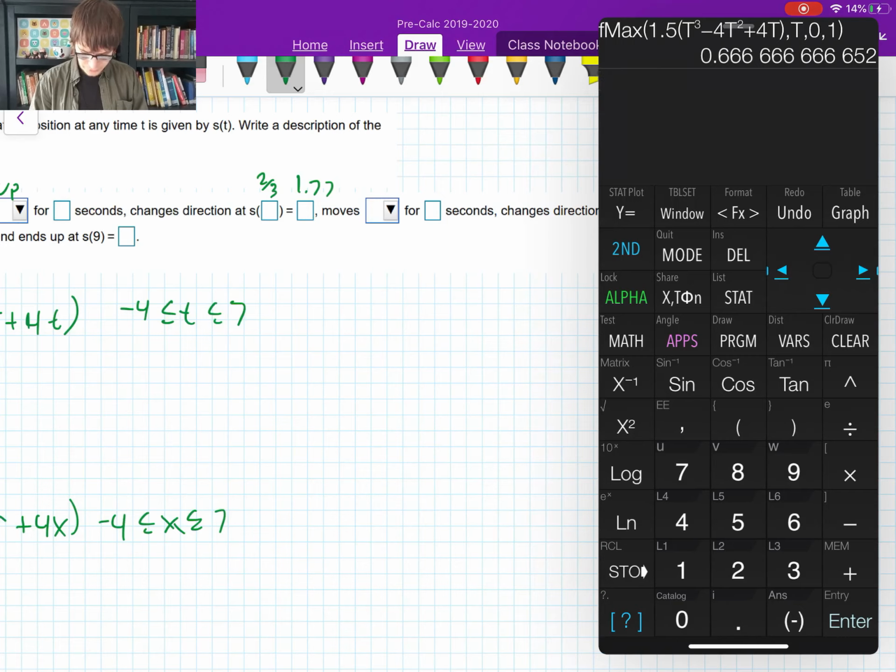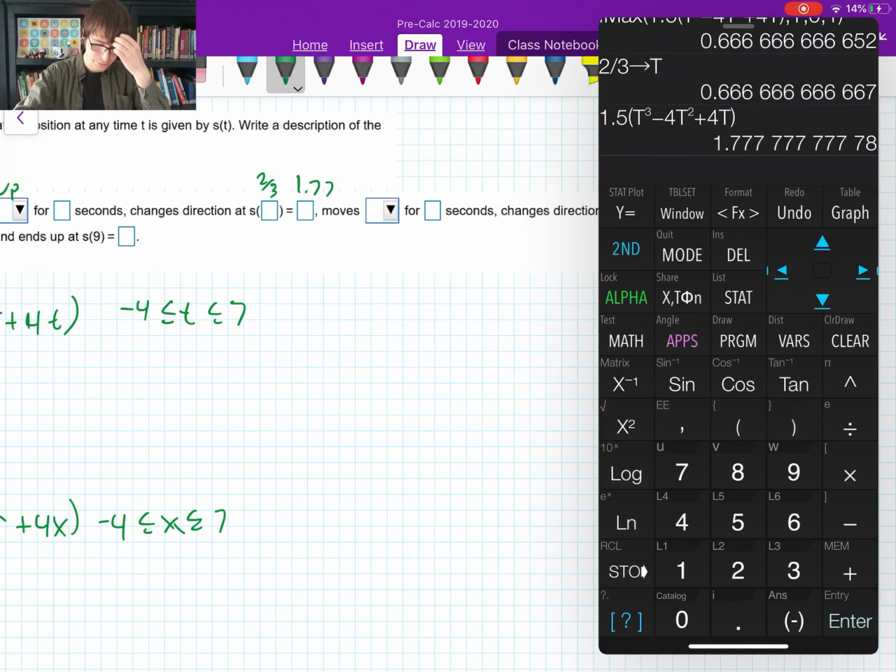We could plug in the actual calculation, 1.5 t cubed. Actually, we'll say this. We'll say 2/3, 2 divided by 3. We're going to store that as t. Okay? And then we're going to run the calculation. 1.5 times t cubed minus 4t squared plus 4t. Okay. I think this is 1.77. Exactly. Well, okay, so maybe 1.78 is more accurate if you round. There we go. So that's 1.78.